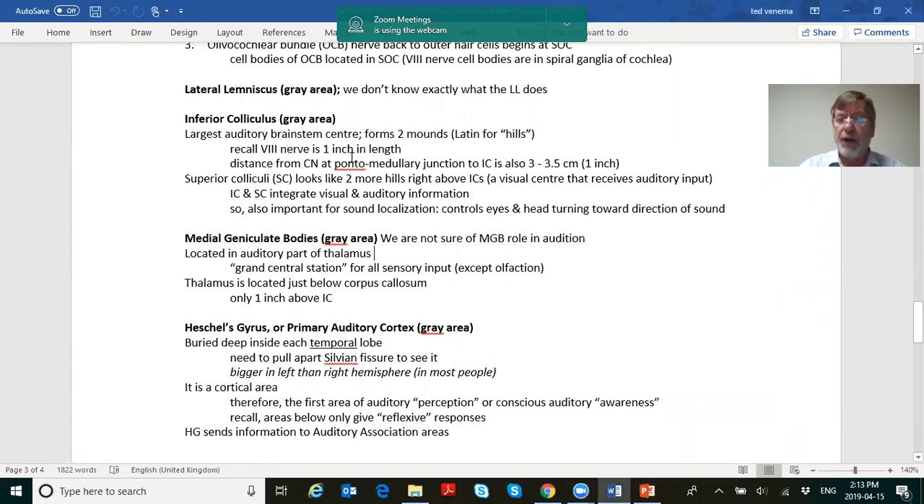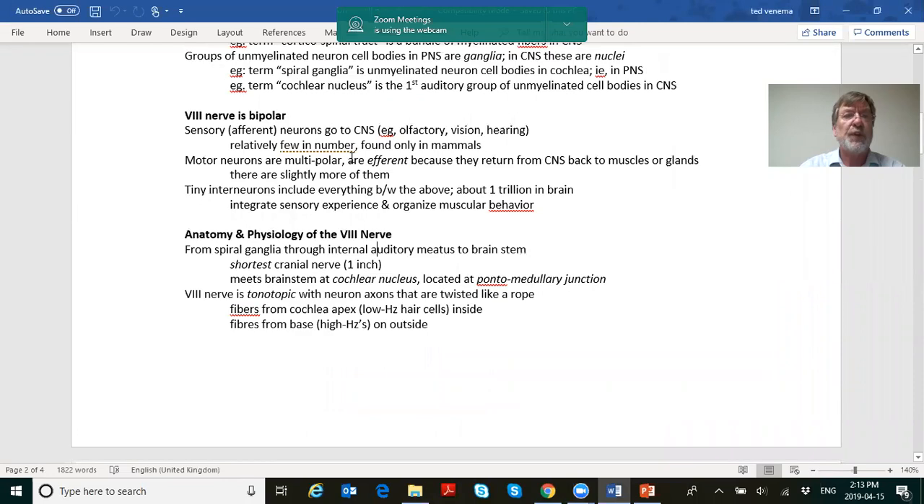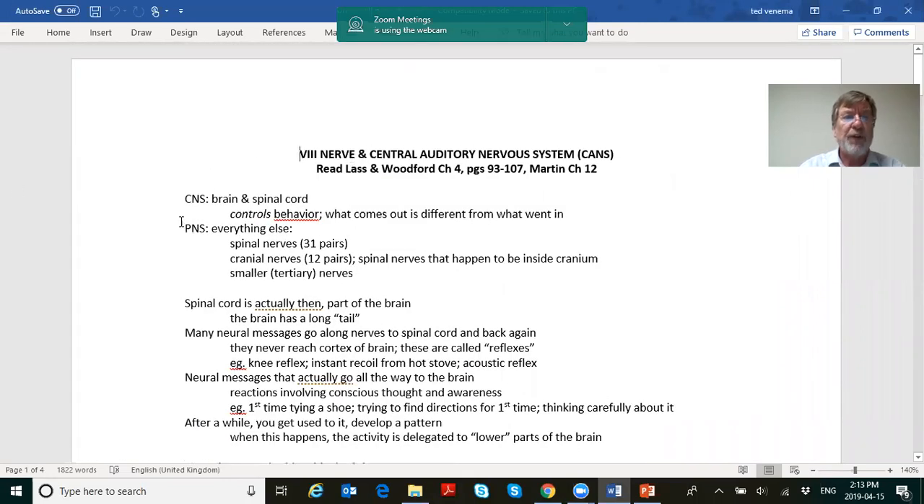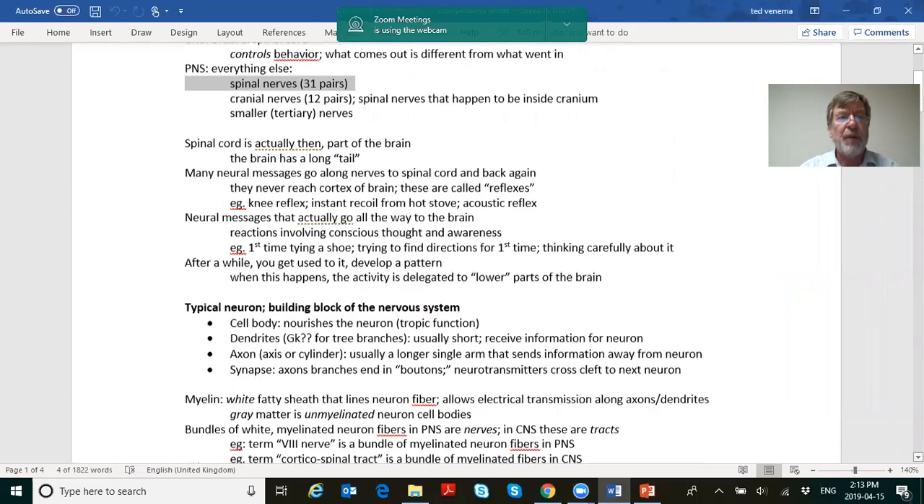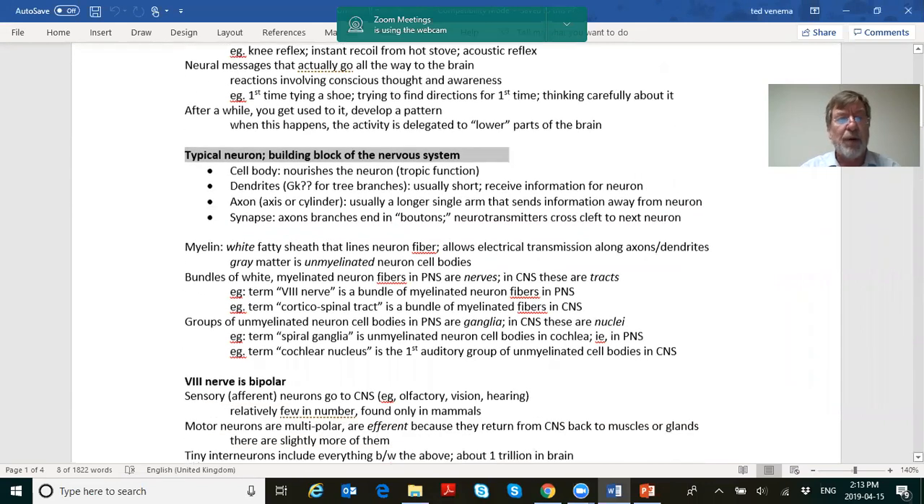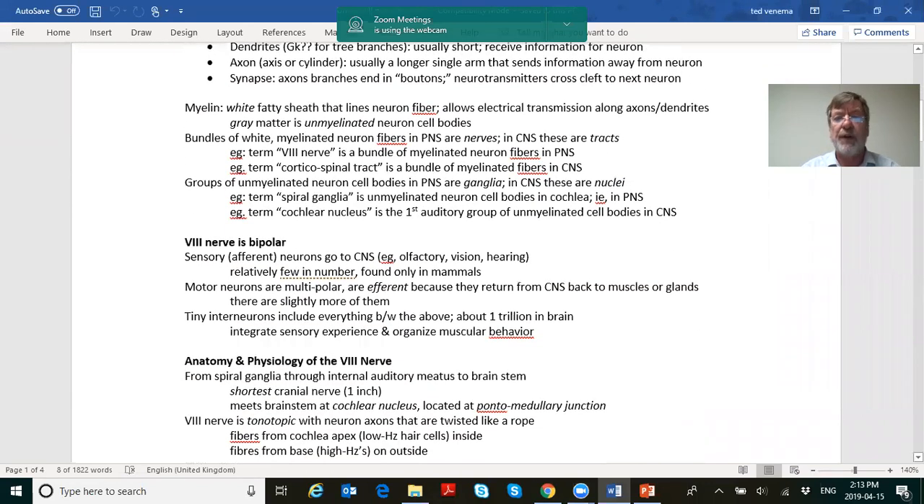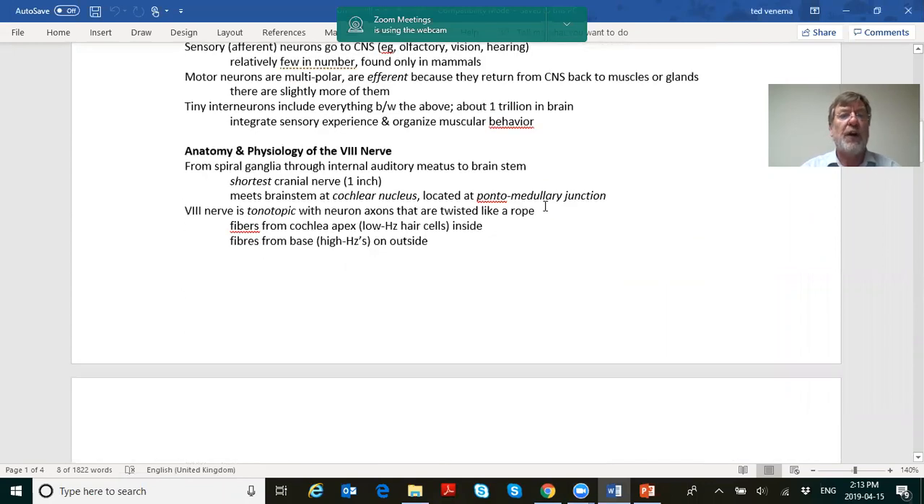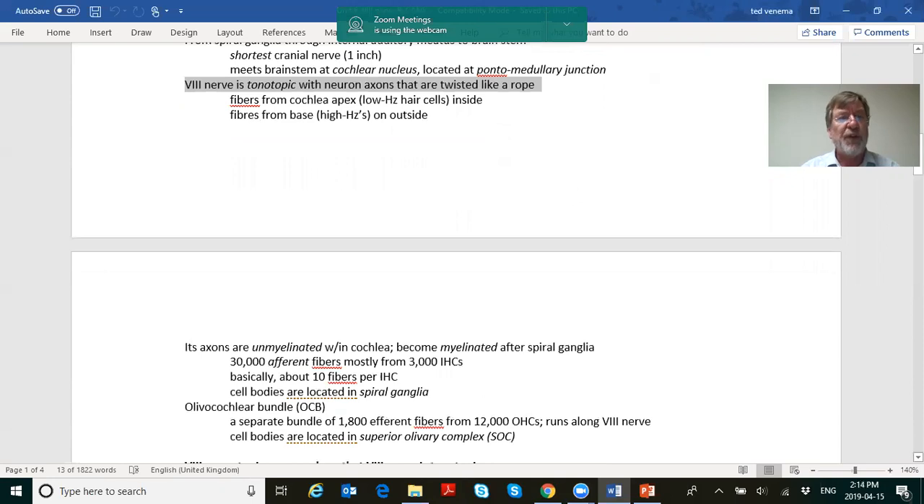So we covered in our notes last week, starting from the top. Central nervous system, brain and spinal cord, peripheral nervous system. We talked about the pieces and parts of the typical neuron, the building block of the nervous system. We talked about the eighth nerve being bipolar as a sensory nerve. We talked more about the physiology and anatomy of the eighth nerve, saying it was the shortest nerve, that it's tonotopic, specific fibers frequencies represented in specific places.